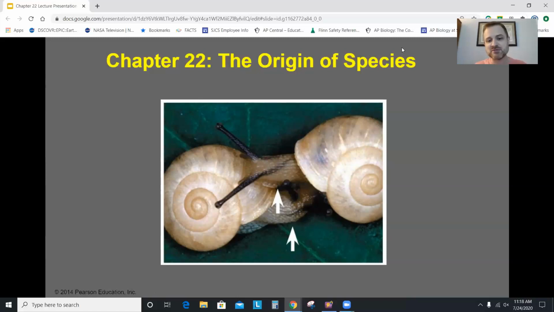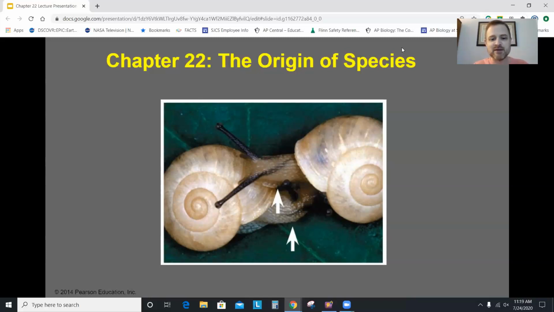The picture I've chosen for this chapter is from the chapter. It's kind of funny in a tragic way. These are two snails trying to mate, all right? And the arrows are pointing to their genital openings. And if you notice, one snail's shell pattern is clockwise, and the other's is counterclockwise.